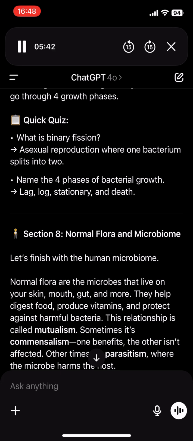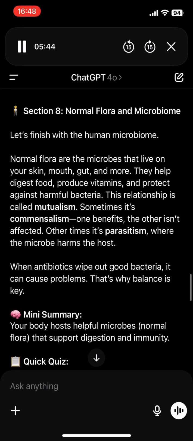Section 8. Normal flora and microbiome. Let's finish with the human microbiome. Normal flora are the microbes that live on your skin, mouth, gut, and more. They help digest food, produce vitamins, and protect against harmful bacteria. This relationship is called mutualism.